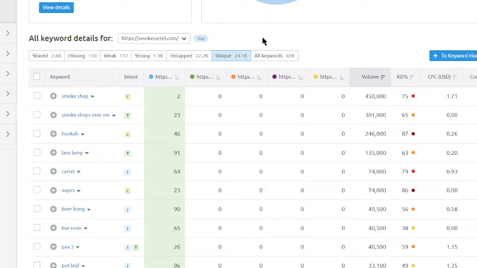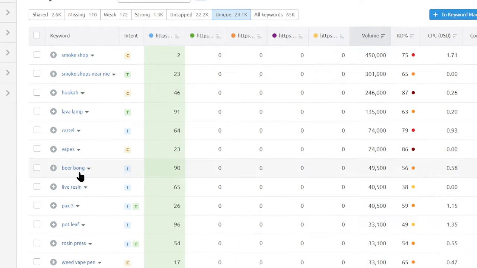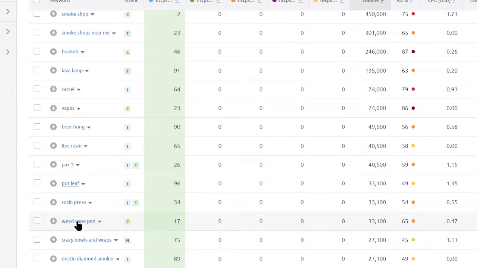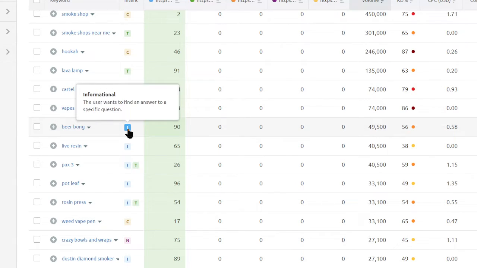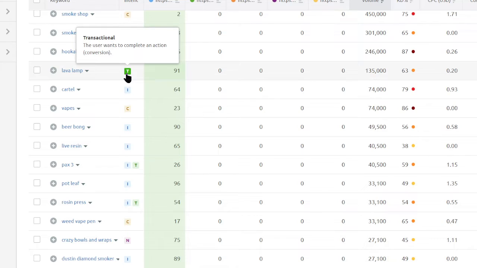You can go into each of these competitors and you can find out which topics you can also focus on, like the weed vape pen, the rosin press. So it is showing you the commercial intent also. The C means commercial intent, I means information, T means transaction.